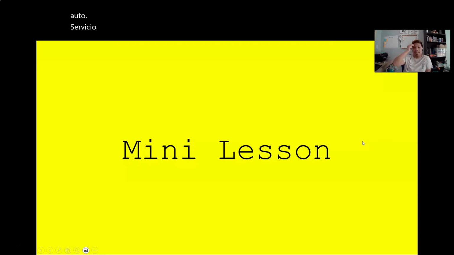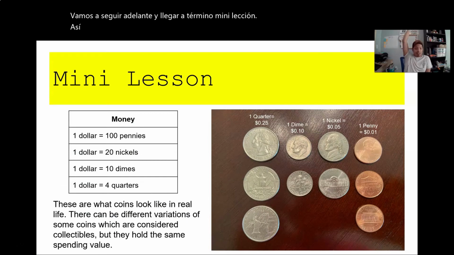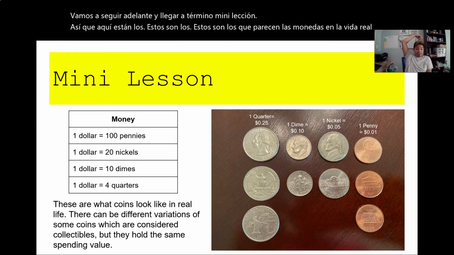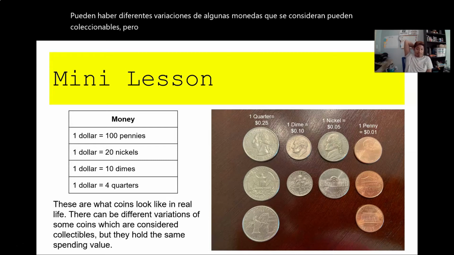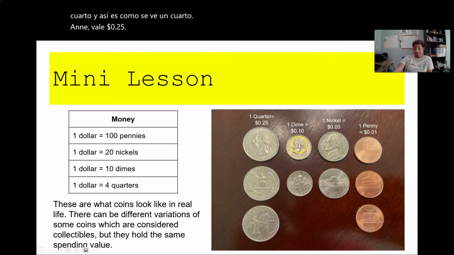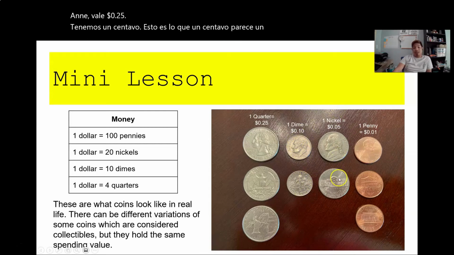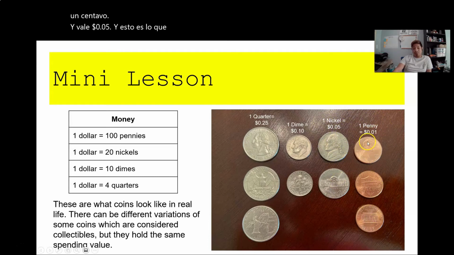Let's go ahead and get into our mini lesson. So these are what coins look like in real life. There can be different variations of some coins which are considered collectibles, but they hold the same spending value. Okay, so we have 4 types of coins. A quarter, and this is what a quarter looks like, and it's worth 25 cents. We have a dime. This is what a dime looks like, and it's worth 10 cents. And this is what a nickel looks like, and it's worth 5 cents. And this is what a penny looks like, and it's worth 1 cent.